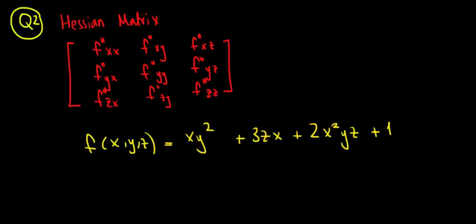Let's have a look at question 2 in this video. So we have a function of x, y, and z, which is xy squared plus 3zx plus 2x squared yz plus 1, and we have to compute the Hessian matrix. And we can see that the Hessian matrix is the second degree partial derivatives.